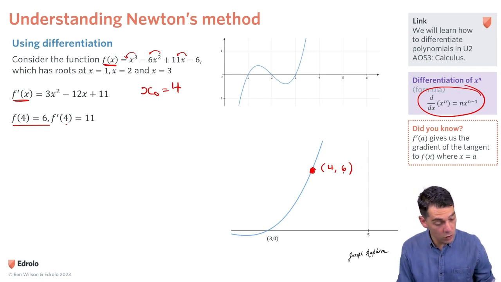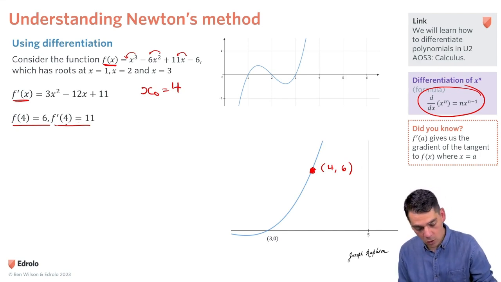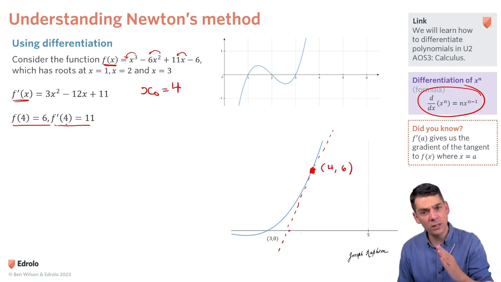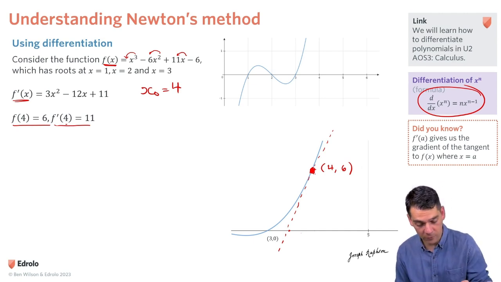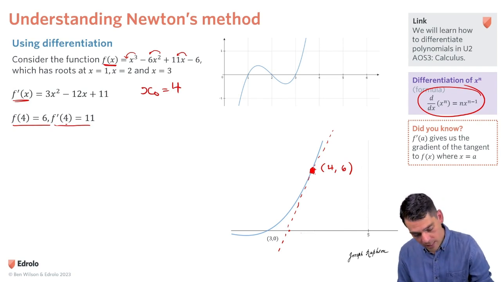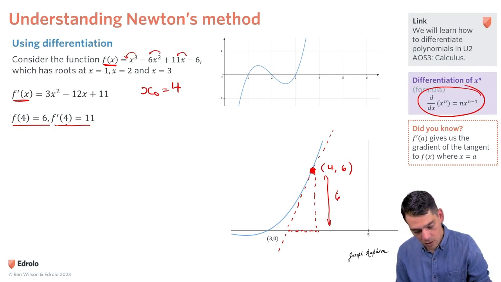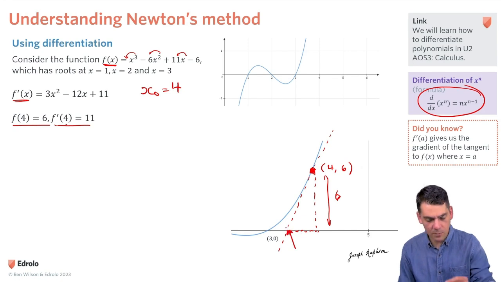And what I want also is the gradient at that point. So the gradient at 4 is 11. What we know about gradients is that this is the gradient of the tangent. So there's my tangent. The gradient of that dotted line, the gradient of the tangent, is 11, which is the gradient of the polynomial at the point 4, 6. So we know that gradient is 11, and we also know that this distance here is 6. Remember, with Newton's method I want to work out that point there. Okay, that's my new guess.